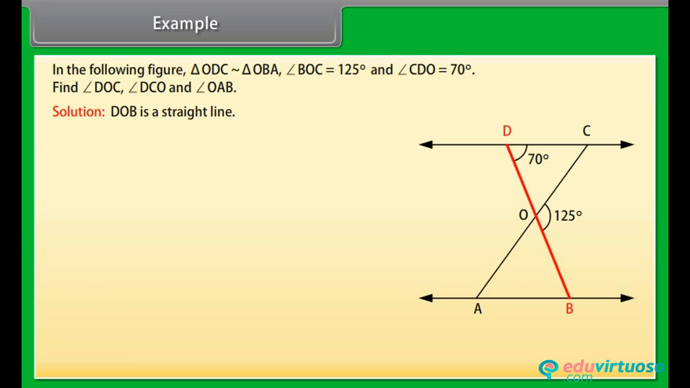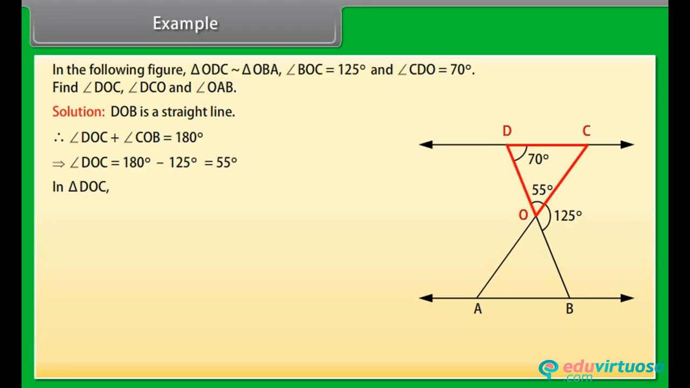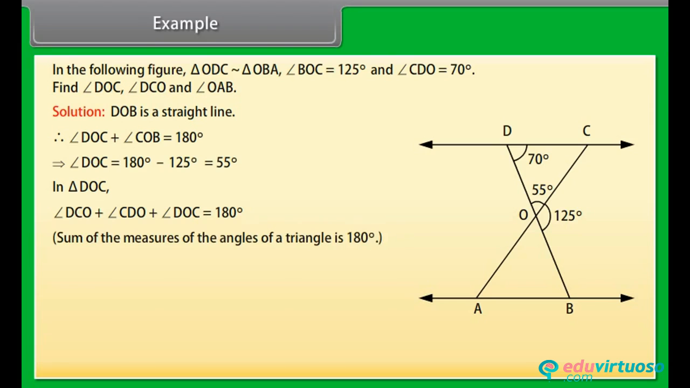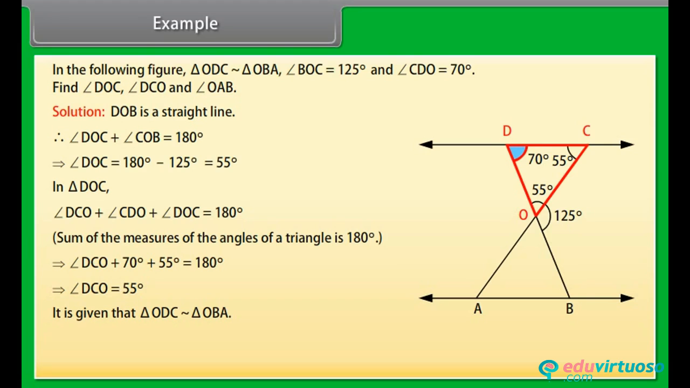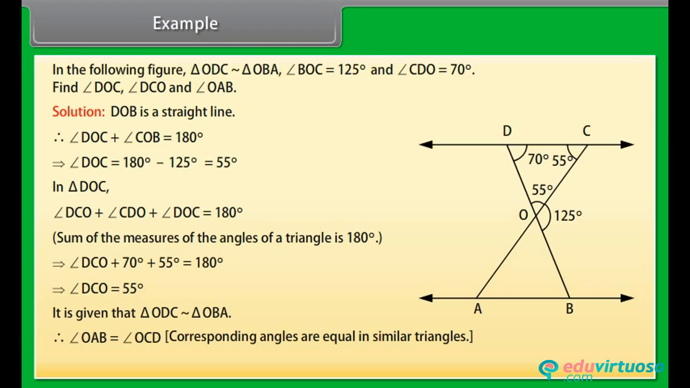Solution. DOB is a straight line. Therefore, angle DOC plus angle COB equals 180 degrees, which implies angle DOC is equal to 180 degrees minus 125 degrees, which equals 55 degrees. In triangle DOC, angle DCO plus angle CDO plus angle DOC equals 180 degrees, as the sum of the angles of a triangle is 180 degrees. This implies angle DCO plus 70 degrees plus 55 degrees equals 180 degrees, so angle DCO equals 55 degrees. It is given that triangle ODC is similar to triangle OBA. Therefore, angle OAB equals angle OCD. Corresponding angles are equal in similar triangles, which implies angle OAB equals 55 degrees.